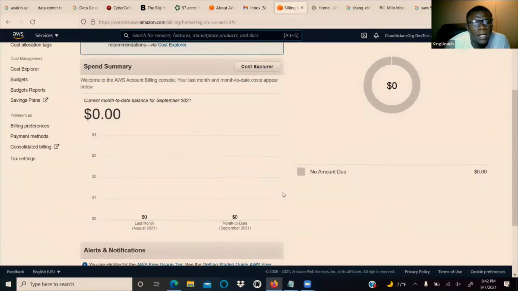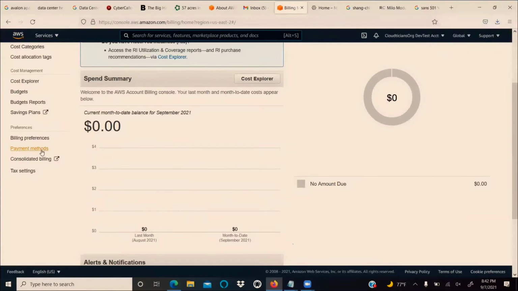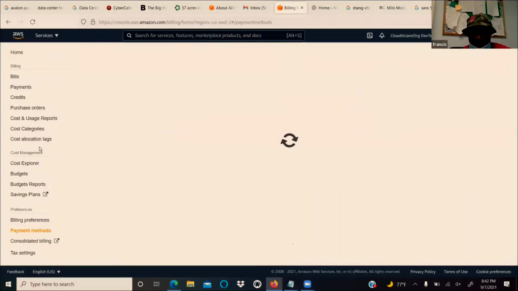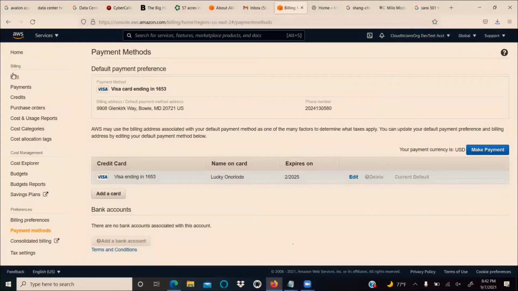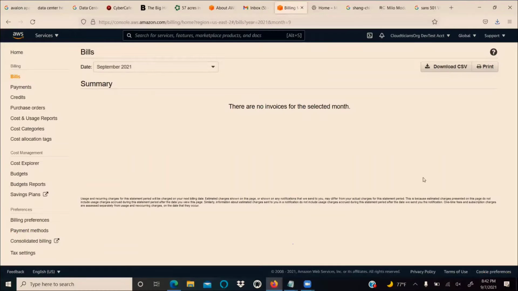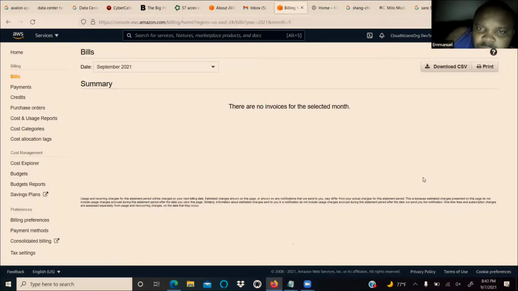The root account is a backdoor. Admin account. Okay, the root account is an admin account. A root account is the creator of the account, the original creator. The root account is the original creator. That's the owner of the account.